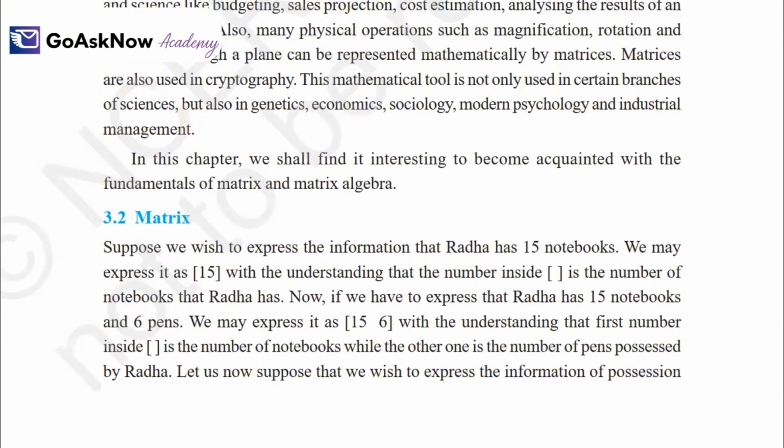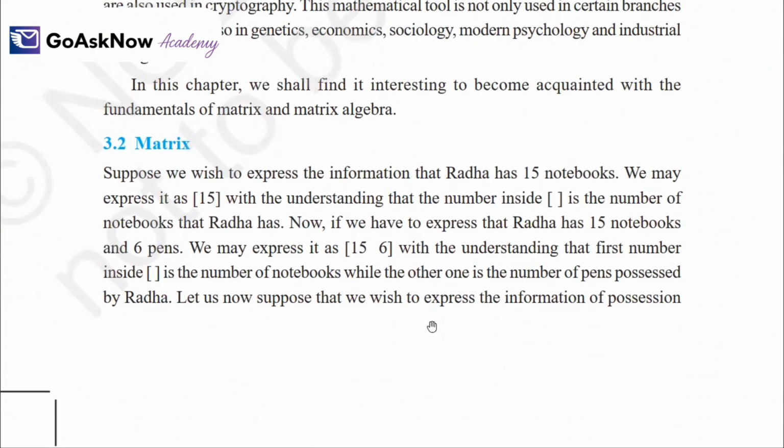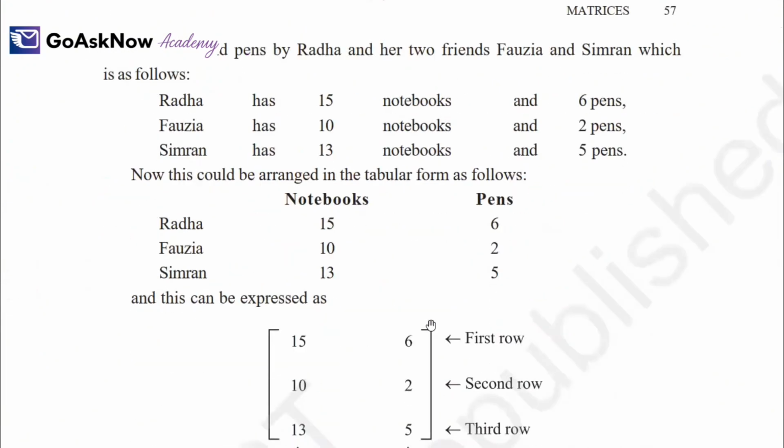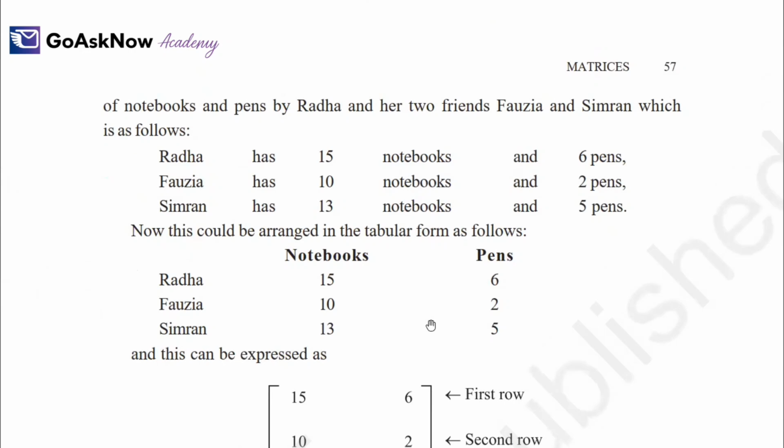Now, if we have to express that Radha has 15 notebooks and 6 pens, we may express it as an array of two objects, 15 and 6 in brackets, with the understanding that the first number inside the big brackets is the number of notebooks, while the other one is the number of pens possessed by Radha. Let us now suppose that we wish to express the information of possession of notebooks and pens by Radha and her two friends, Fauziya and Simran, which is as follows.